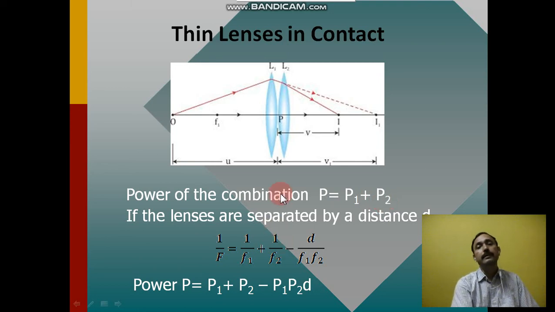So if the lenses are separated by distance d, suppose they are not touching each other, there is a separation of d. So this formula becomes 1 by f is equal to 1 by f1 plus 1 by f2 minus d by f1 f2, and their corresponding power P is equal to P1 plus P2 minus P1 P2 into d. So this is the power.